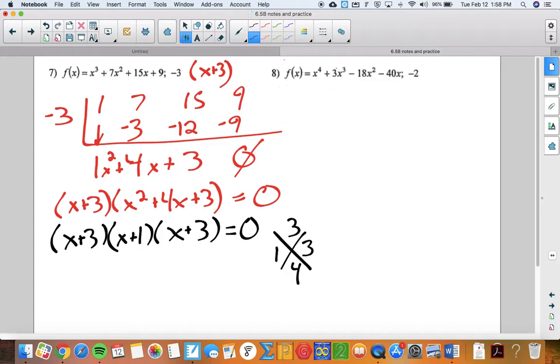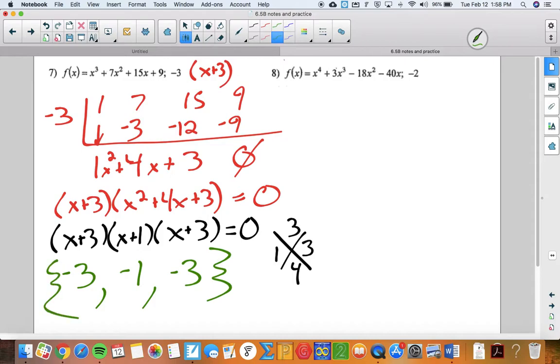What values make this function equal 0? Now that it's in factored form, it's easy to see that -3 will be a 0, -1 is a 0, and -3 is a 0. So I realize that I have -3 written down there twice. That's okay, just leave it. It's all right, no big deal. Last one, I think, right? Yeah, all right. So let's do this.